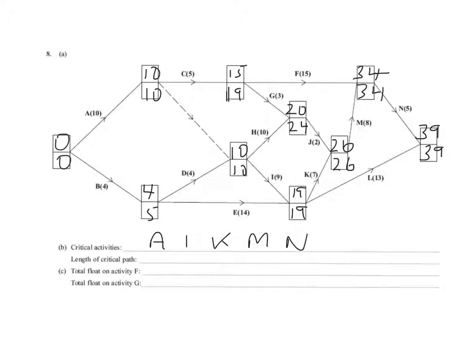This activity here is a dummy activity, so you don't need to write that in. And the total length of the critical path is 39. And it's 39 days.